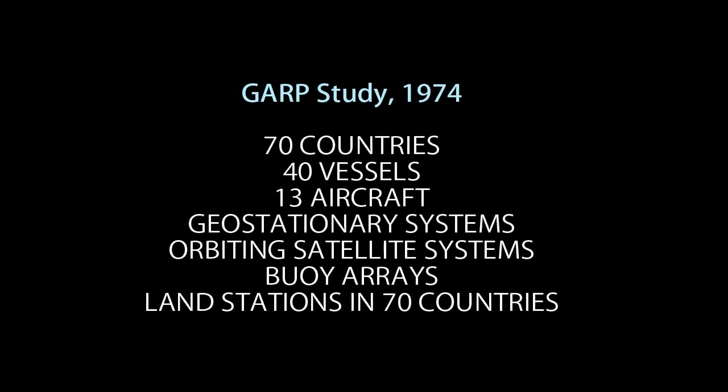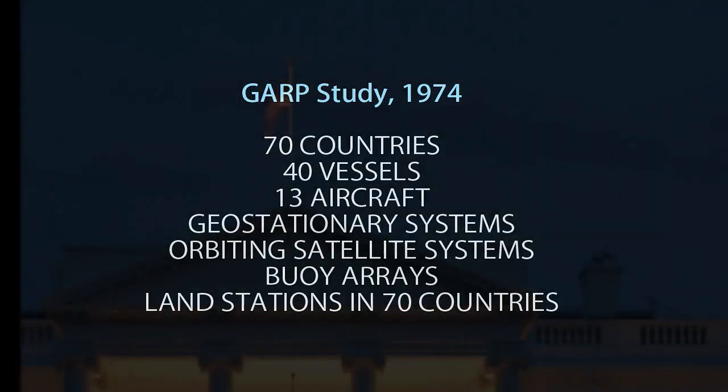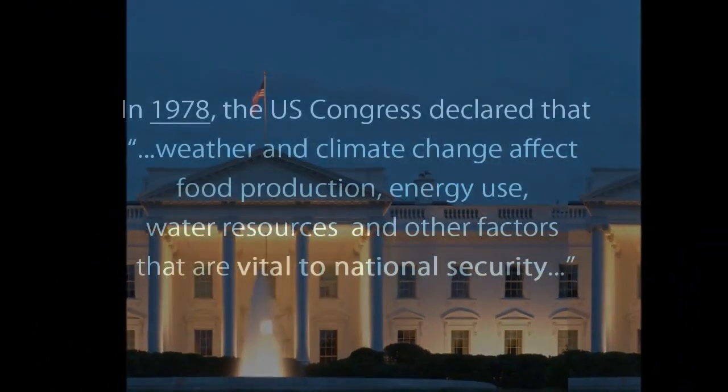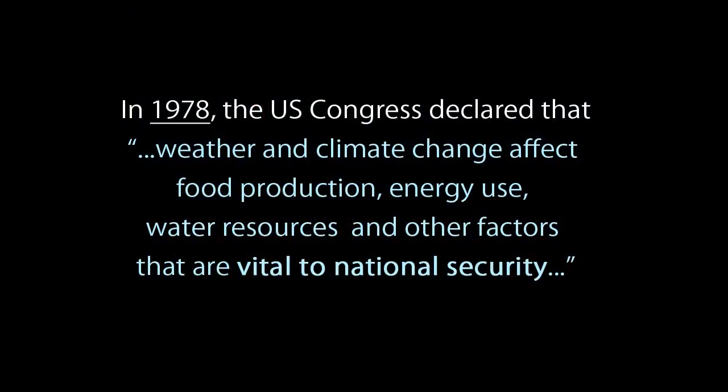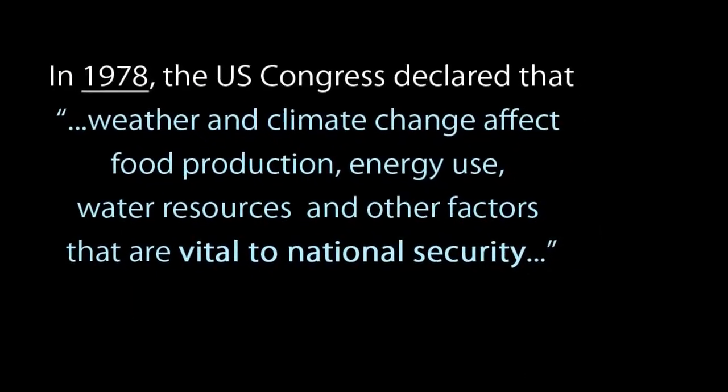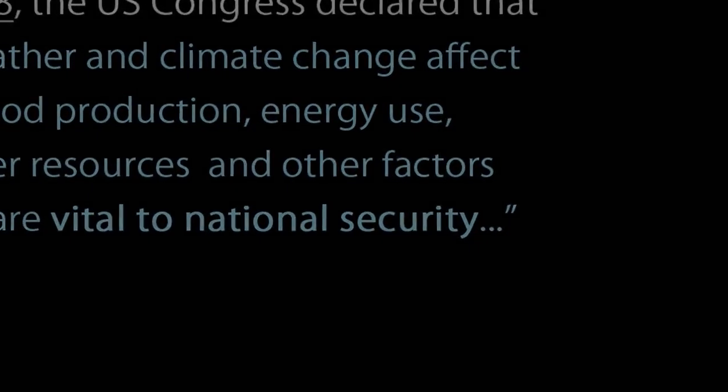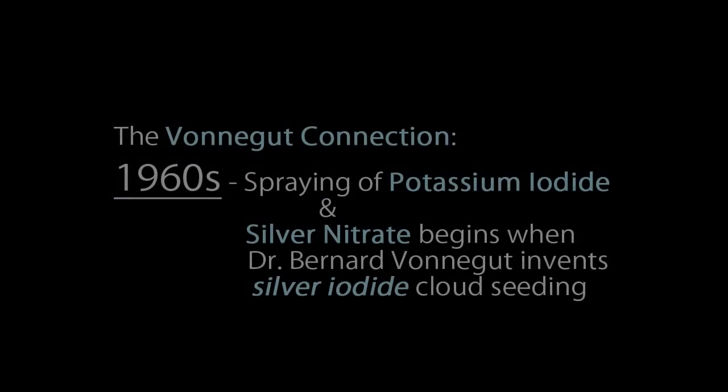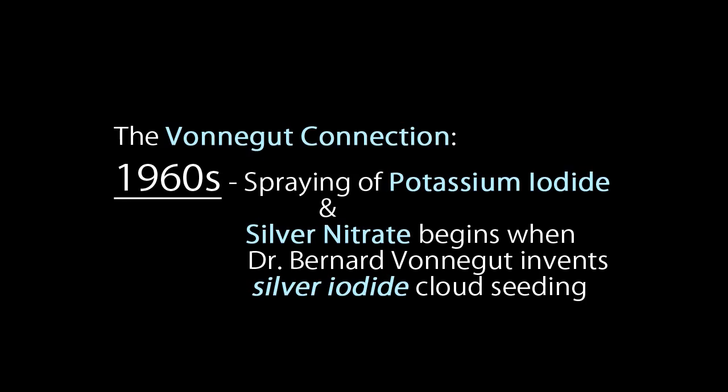A study called GARP was initiated. In this experiment, approximately 40 ocean vessels, 13 aircraft, geostationary and polar orbiting satellite systems, buoy arrays, and special land stations from 70 nations engaged in the largest combined study of the atmosphere ever. Following the GARP study, in 1978, the U.S. Congress declared that weather and climate change affect food production, energy use, water resources, and other factors vital to national security. So we can see that this concern is not new. For over 40 years, world governments have been increasingly alarmed by the very noticeable changes in our atmosphere.